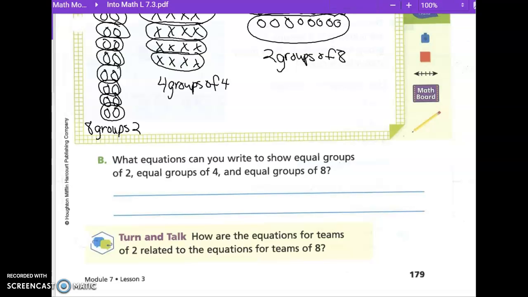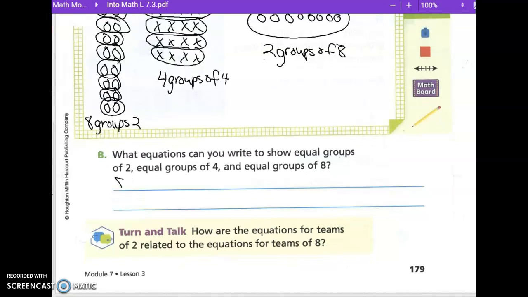So it says, what equations can you write to show equal groups of 2, equal groups of 4, and equal groups of 8. So let's write this in a multiplication sentence. 8 groups of 2, which that equals what? 16, correct?